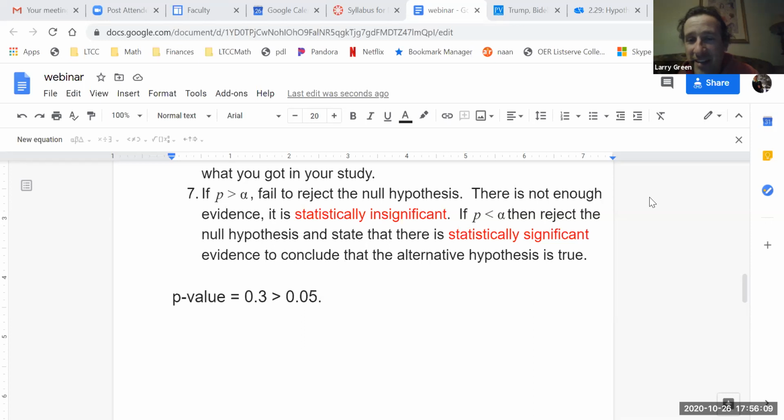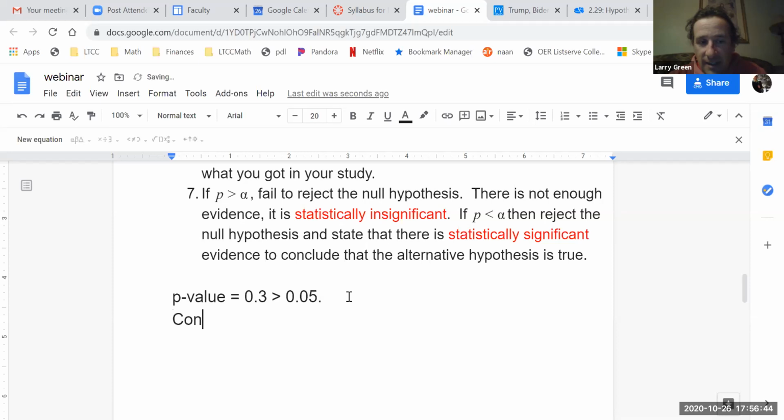So it's up there on the screen. That's a hint. Okay, we have a p-value bigger than alpha. Let me give you this word. Yeah, fail. Yeah, definitely the first sentence. It's not statistically significant, it's statistically insignificant.